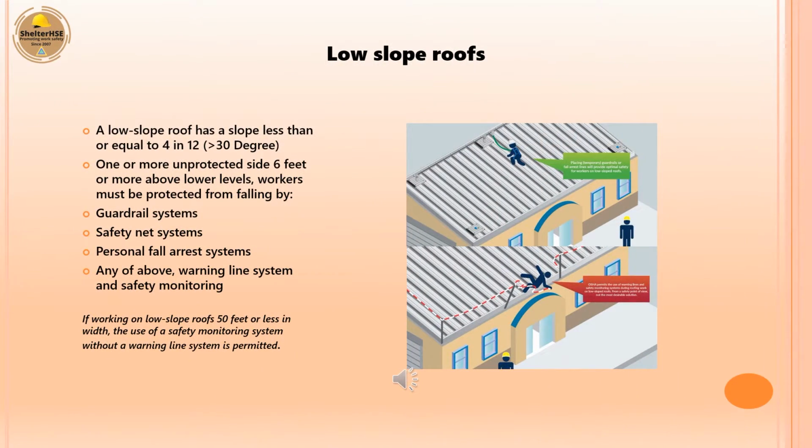A low-slope roof has a slope less than or equal to 4 in 12, 30 degrees. With one or more unprotected sides 6 feet or more above lower levels, workers must be protected from falling by guardrail systems, safety net systems, personal fall arrest systems, or any of the above with a warning line system and safety monitoring. If working on low-slope roofs 50 feet or less in width, the use of a safety monitoring system without a warning line system is permitted.